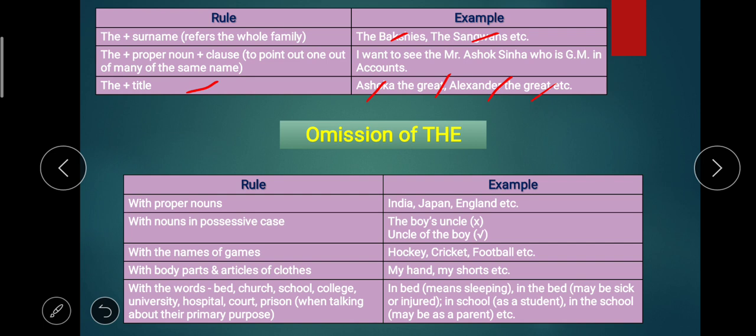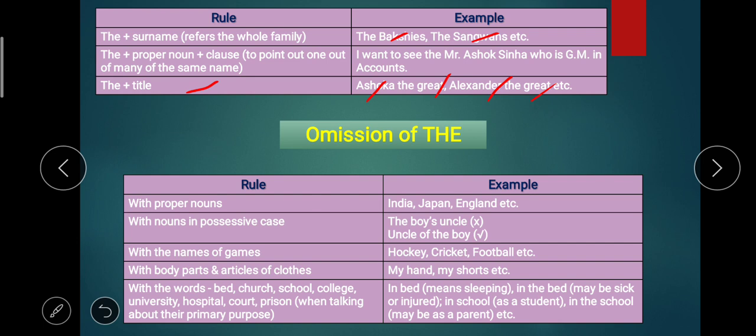Next, one more example we can take is about the scriptures. We use "the" before the names of holy books like the Bible, the Quran, the Vedas, the Gita. In this way, the Ramayana, the Mahabharata, all these are scriptures and holy books, so we have to use "the" before their names. Next is before historical buildings. We use "the" even before the names of historical buildings like the Red Fort and the Taj Mahal. So these are a few rules where we need to use "the".